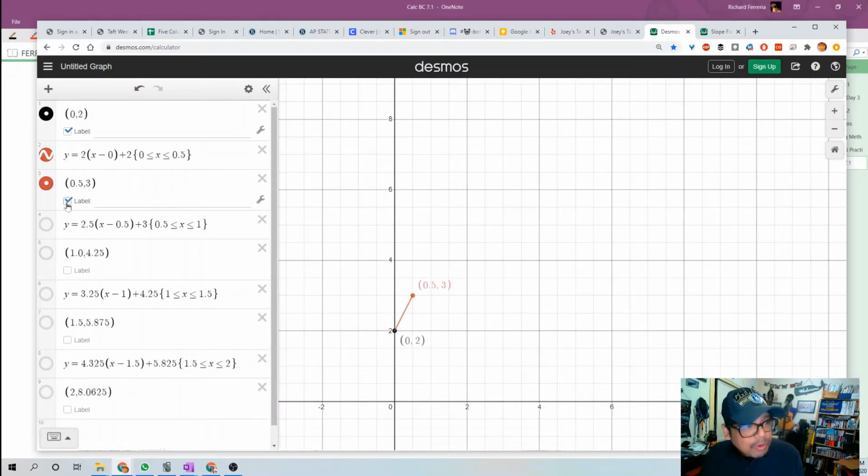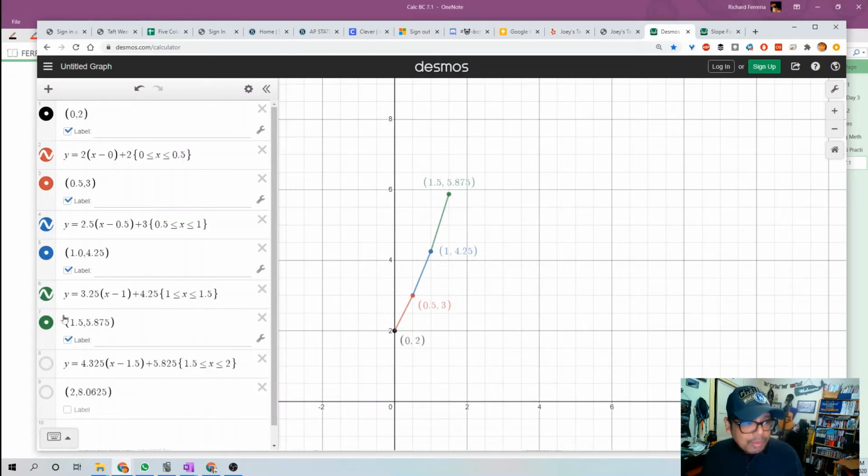Okay. From 0.5, 3, we computed a new tangent line using the slope field. That new tangent line looked like this. And then we ran that tangent line for half a unit. And at the end of that tangent line, we've got 1 and 4.25. Then we took that new coordinate, 1 and 4.25, and we computed a new tangent line using the slope field. And that gave us this line. We ran that for half of a unit, and that got us at 1.5, 5.875.